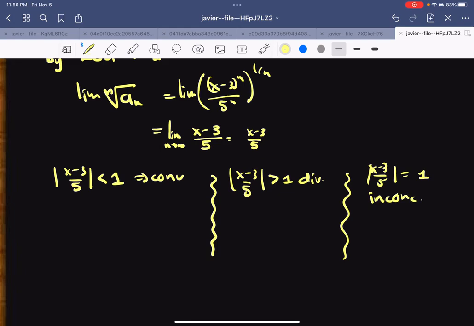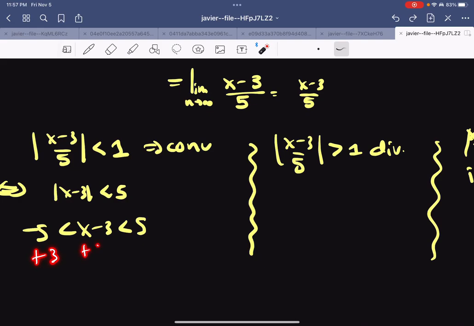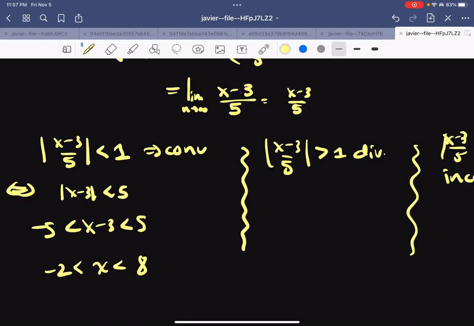A little bit of algebra tells us that the absolute value of x minus 3 over 5 is less than 1. By multiplying both sides by 5, that tells me that the quantity x minus 3 has got to be between negative 5 and 5. And of course, I could add 3 to each side. Adding 3 here, here and here would isolate x for me, making x less than 8 and greater than negative 2.